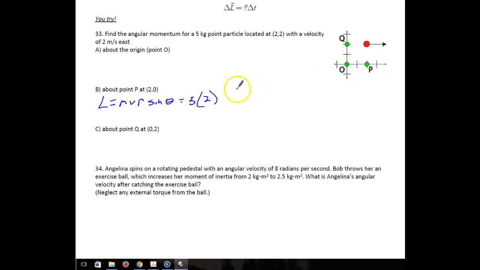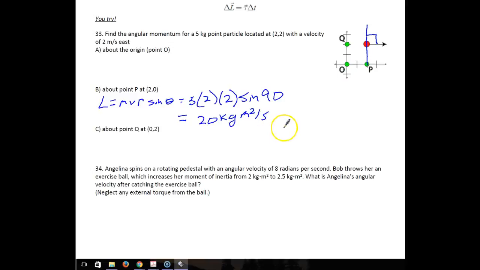Now notice the radius is just 2, and then I'm going to do sine of the angle that I make with the direction of motion. So you notice that this angle now is 90 degrees, so that'd be the sine of 90. If I go through and do all that math, I end up again with 20 kilograms times a meter squared per second.